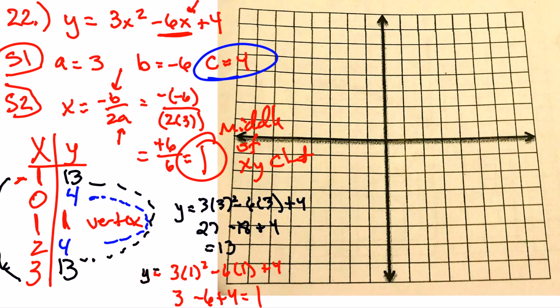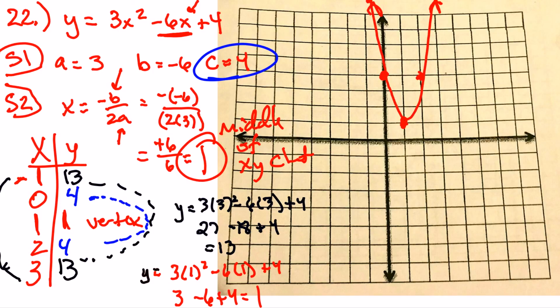So I go right 1 up 1, 0, 4, right 2 up 4. I'm going to go 3, 13's way up here, and negative 1's way up there. And that's it. You're done.